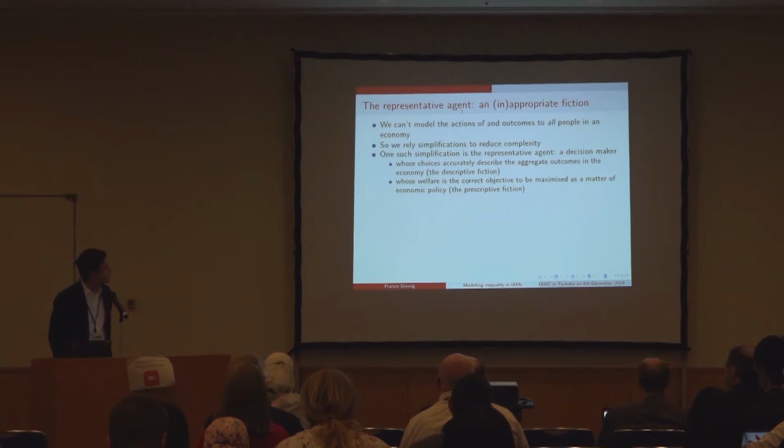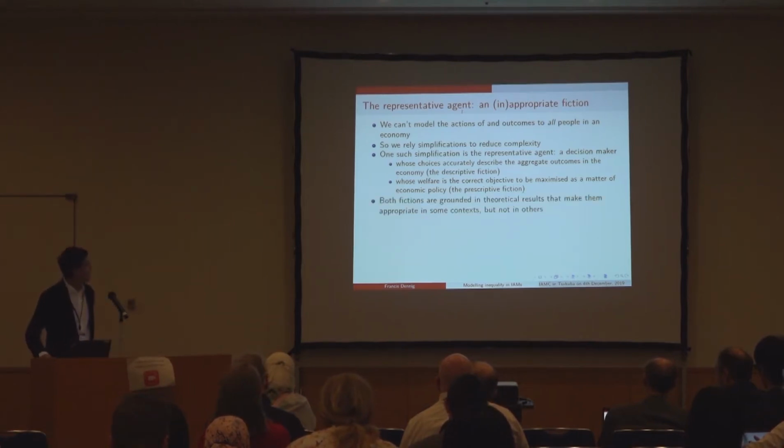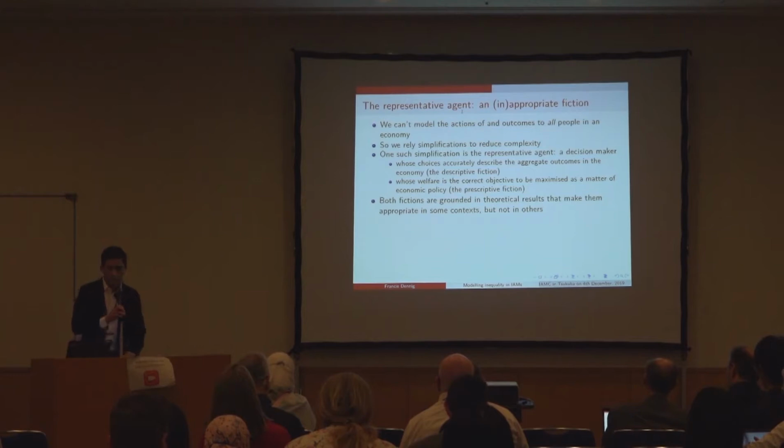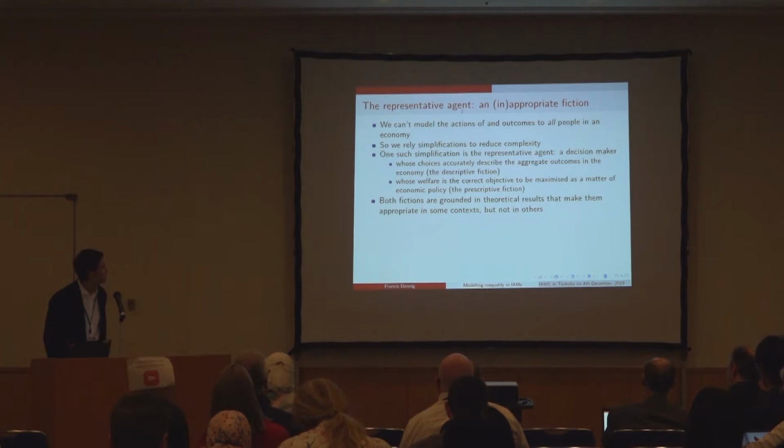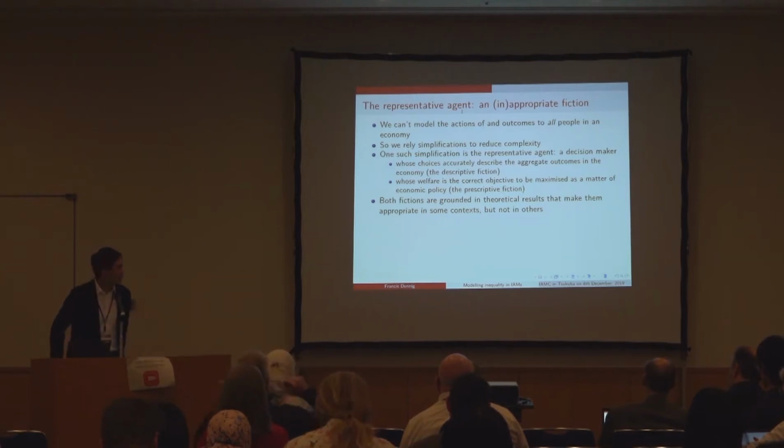But it is also a decision maker whose welfare is the correct objective to be maximized as a matter of economic policy. That's a distinct but related fiction, which I call the prescriptive fiction. Of course, both of these fictions wouldn't be used so often if they weren't grounded in some kind of theoretical result that makes them appropriate in many modeling contexts. That's the strength of the economic theory underlying it. It helps us understand when it makes sense to reduce the complexity down to a single agent, and also when it's not, right?